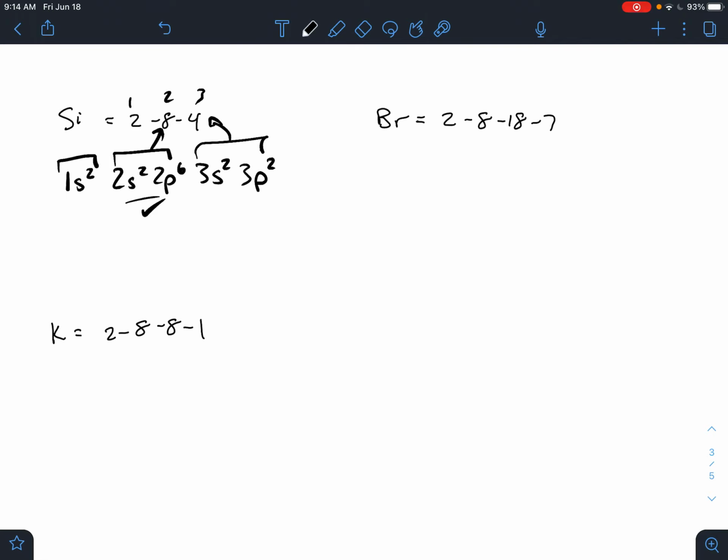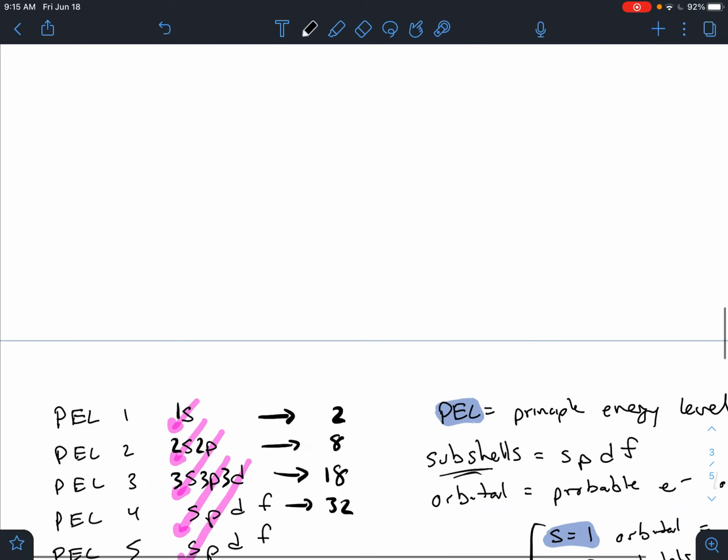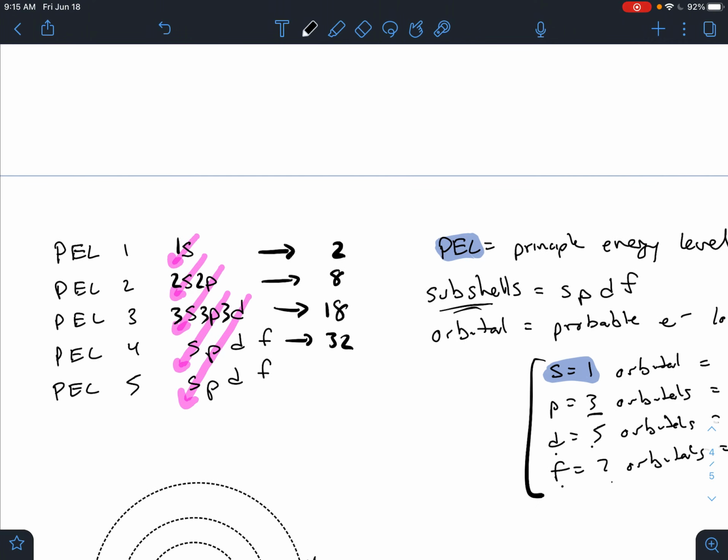We'll do potassium next. 1s2, 2s2, 2p6. That's that. Then 3s2, 3p6. Those are the 8. Now, I know the third shell can actually hold 18, but we're going to fill that 4s1 first. And you can see that here, how after 3p goes 4s. Then we go back to 3d. And you'll see that on the next one.